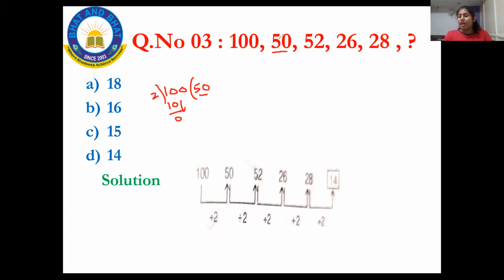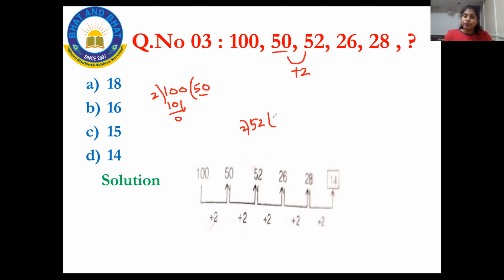I got 50. Now 50 should become 52. You all know that if a number is low, if I add to it, it will come up. So how much should I add now? I should add plus 2. So 50 should become 52. Now take 52 divided by 2, so that you get the answer 26. See, you should get the answer 26.